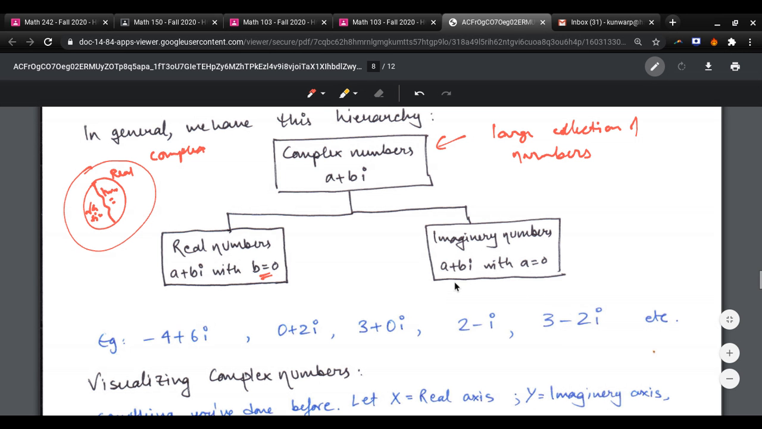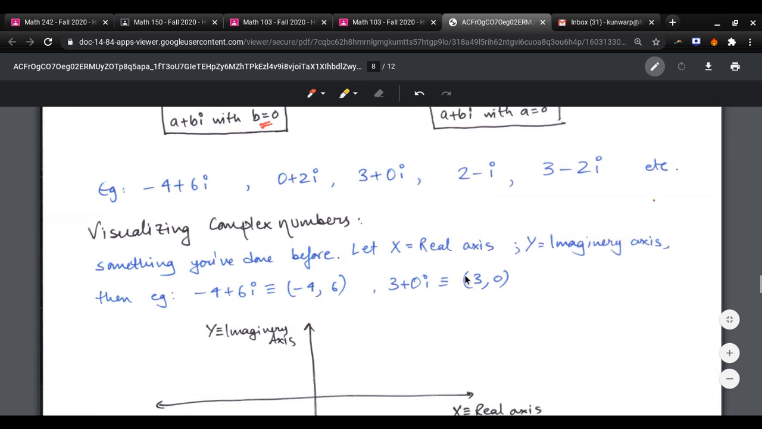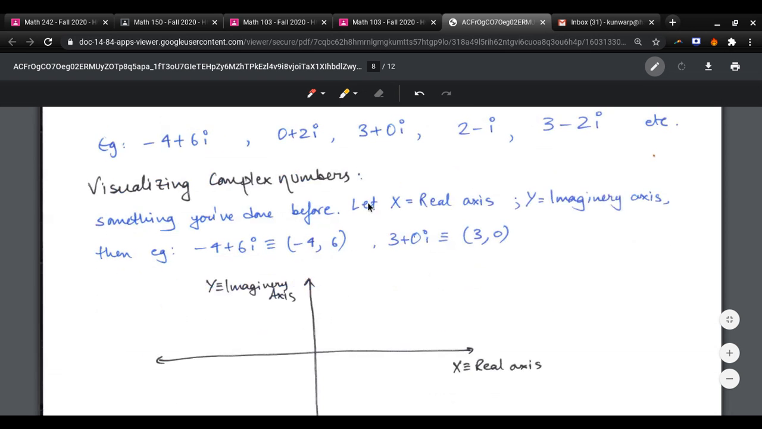Now, the neat thing about complex numbers is that we can visualize them. And it's something you've done before. If you let x be the real axis and y be the imaginary axis, then any complex number, negative 4 plus 6i, is actually the point negative 4 comma 6. 3 plus 0i is the point 3 comma 0.